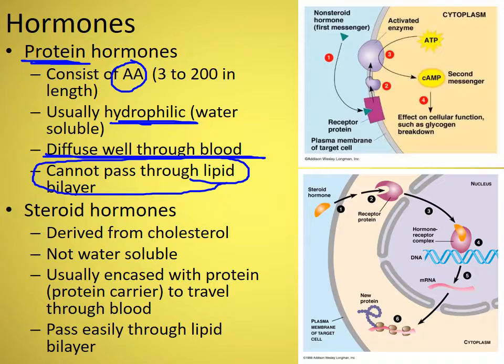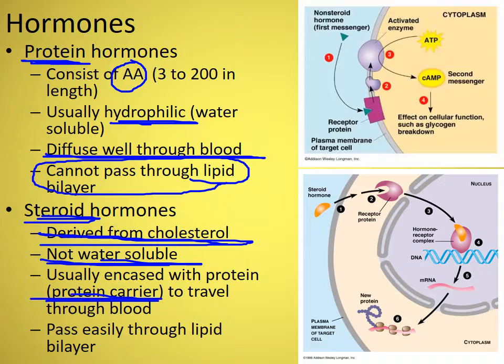When we talk about signaling a cell, protein hormones will attach to a receptor outside of the cell membrane. Steroid hormones are derived from cholesterol. They are not water soluble, which means they cannot dissolve in the blood. They are usually encased with a protein carrier to travel through the blood. But because they are derived from cholesterol, and cholesterol is a component of the lipid membrane, steroid hormones can pass easily through the plasma membrane and into the cell.